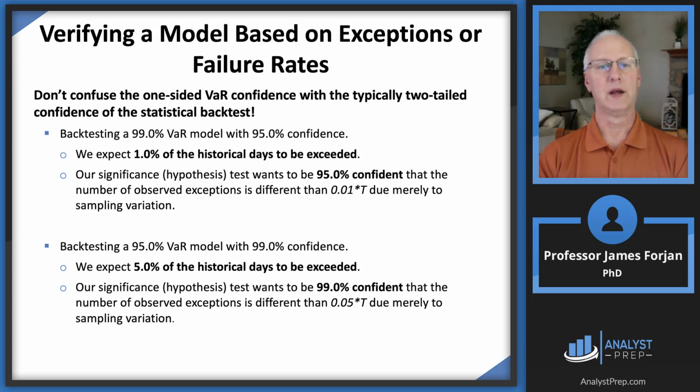Now, remember right there, we did a two-tailed test, and don't confuse that with the value at risk confidence, which is just a one-tailed test. Remember, in the value at risk, we're just throwing everything in the left tail. But for a Z test and a T test, in this case, we're going to have a two-tailed test.